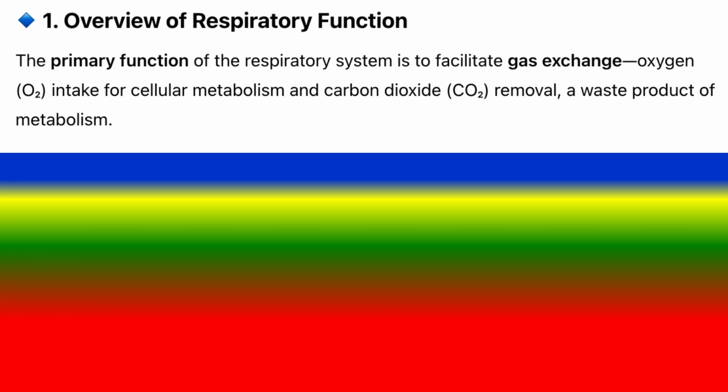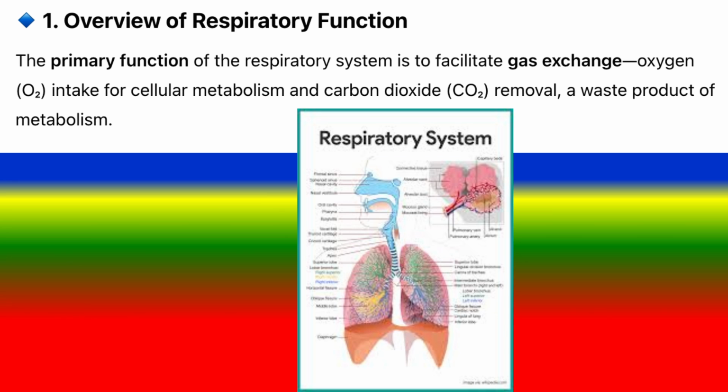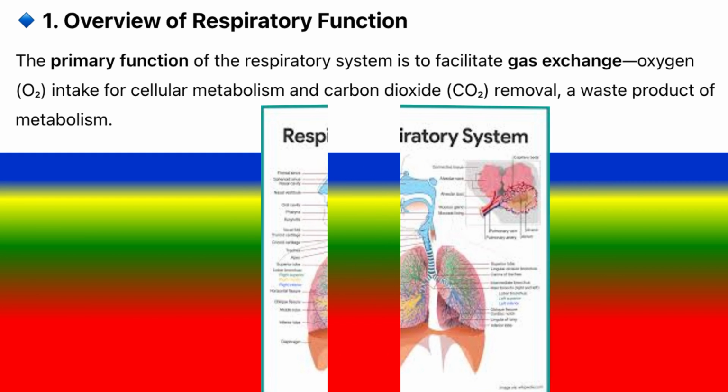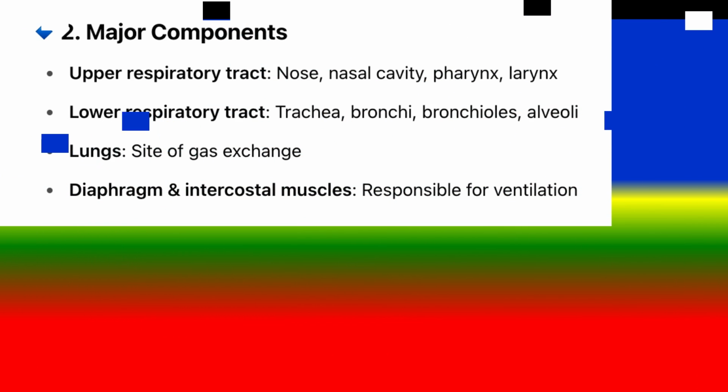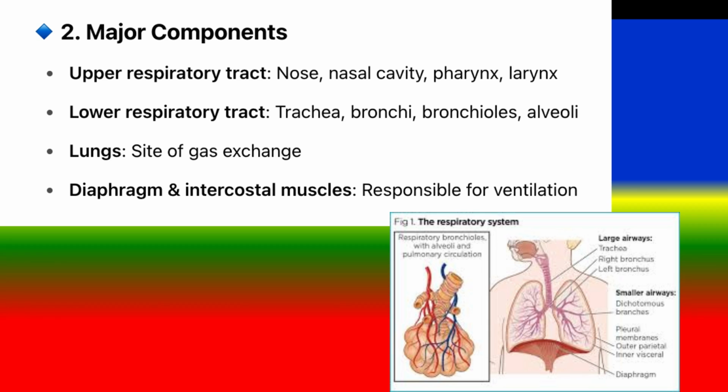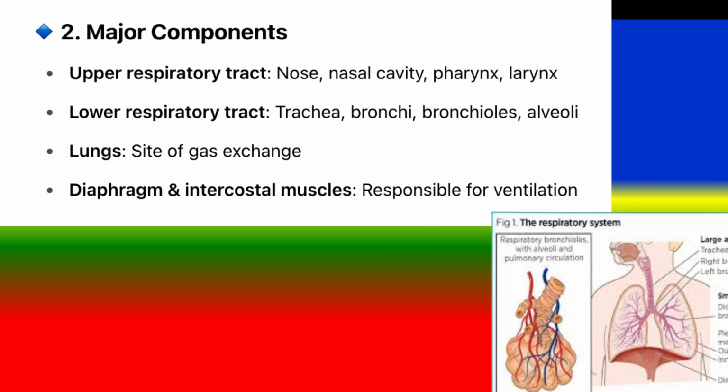The primary function of the respiratory system is to facilitate gas exchange: oxygen, O2, intake for cellular metabolism, and carbon dioxide, CO2, removal, a waste product of metabolism. 2. Major components. Upper respiratory tract: nose, nasal cavity, pharynx, larynx. Lower respiratory tract: trachea, bronchi, bronchioles, alveoli. Lungs, site of gas exchange. Diaphragm and intercostal muscles, responsible for ventilation.